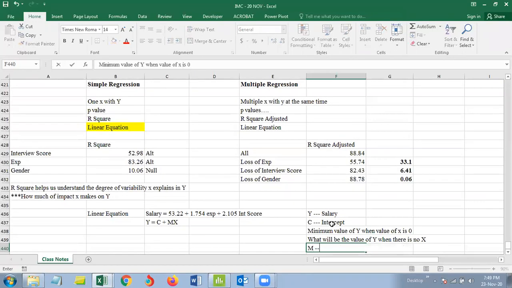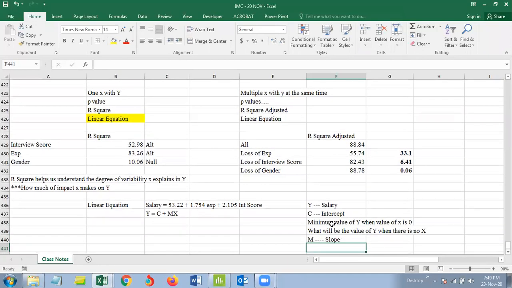M in statistical language is called the slope. In layman language, to understand this, it is the multiplier of x. Whatever x is, how much do you multiply that with?